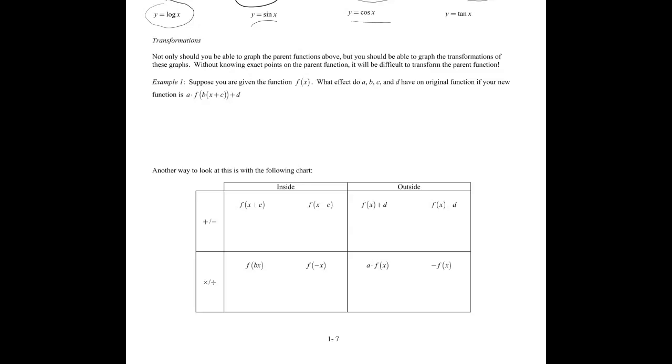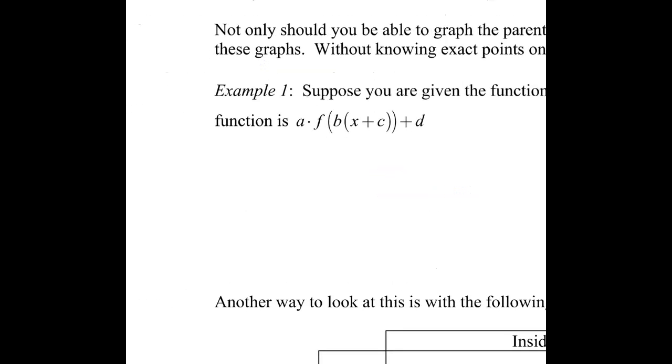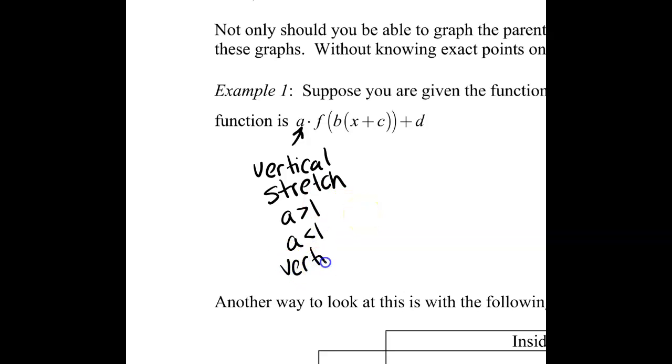Alright, so looking back on last year's notes, I'm going to try to zoom in. Alright, it's zoomed. A is going to be that vertical stretch. It makes sense. If a is larger than 1, it is going to be a vertical stretch. But if a is less than 1, then it is going to be a vertical shrink. And again, vertical is up and down.